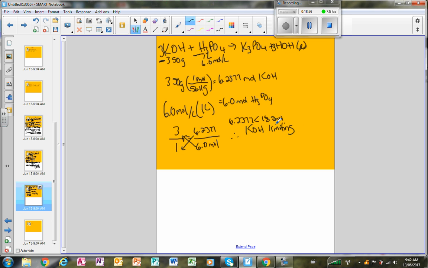The question asks us which reagent is in excess. So phosphoric acid is in excess. And it has a value of 6.0 moles. That's how you would answer this question.